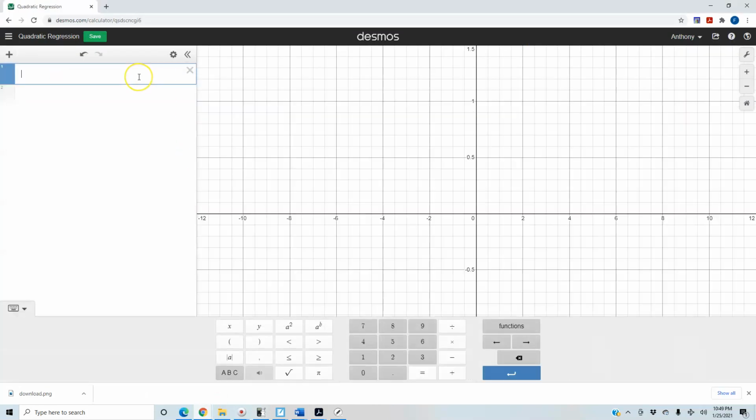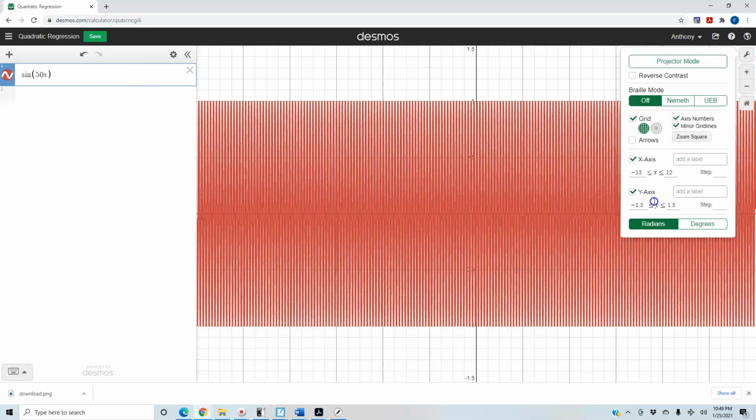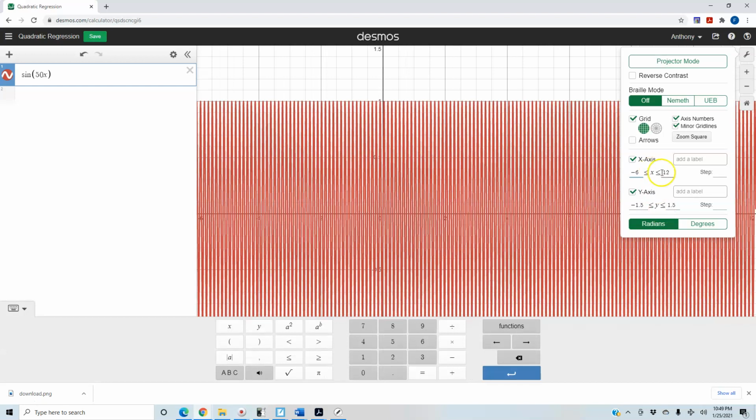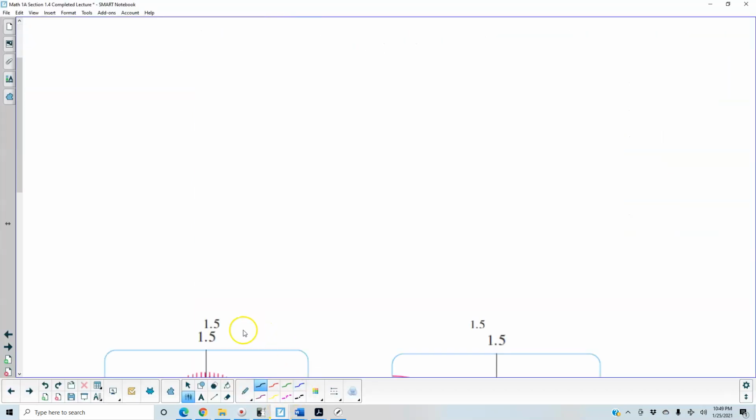Well, there it is. So if we put in the sine of, let's say, 50x, right? And there is your picture for that. And we're using negative 12, 12, negative 1.5, and 1.5. Let's go to negative 6 and positive 6 on that last one that we've done. So again, it looks quite different on each particular graphing device in this scenario. So let's take a look at these graphs here.